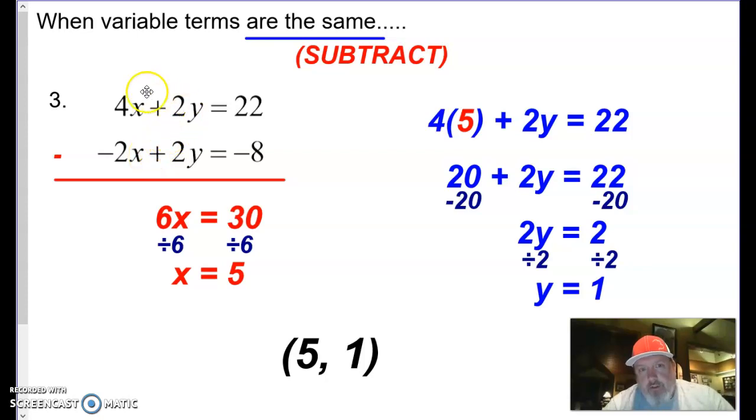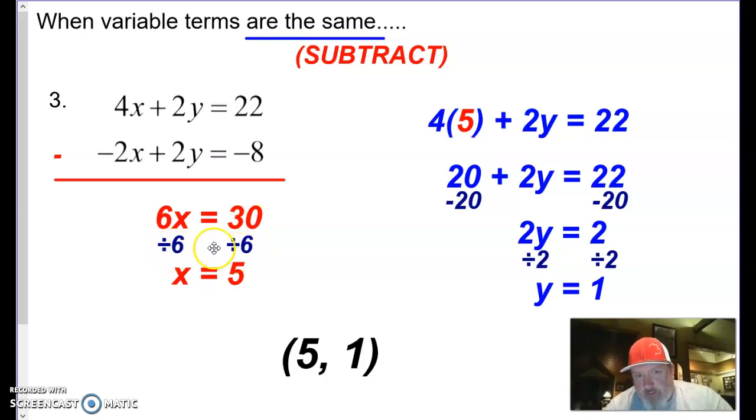So if you notice in this particular equation, you can see the two y's are the same. And so when two of the variable terms are the same, we are going to subtract. So notice here now, instead of a plus sign, we have a minus sign. So 4x minus negative 2x. If we subtract the negative 2x, we're really adding 2x. So 6x. 2y minus 2y, those are going to cancel. And again, if we subtract the negative 8, we're really adding 8. So 22 plus 8 is 30.